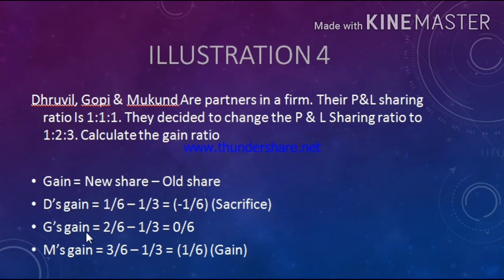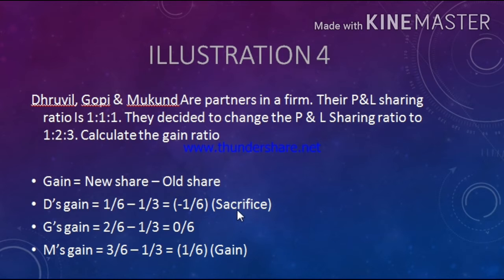Now for G, G's gain is equal to new share of G, that is 2/6 minus old share, that is 1/3. So by subtracting both the values, we get the answer, that is 0/6. It means no sacrifice, no gain. Now in case of Mukund, that is M's gain is equal to 3 by 6, that is new share, minus 1 by 3, that is old share. By subtracting both the values, the answer comes 1 by 6. 1 by 6 is positive. So if the answer comes positive by applying this formula, then it is called gain.